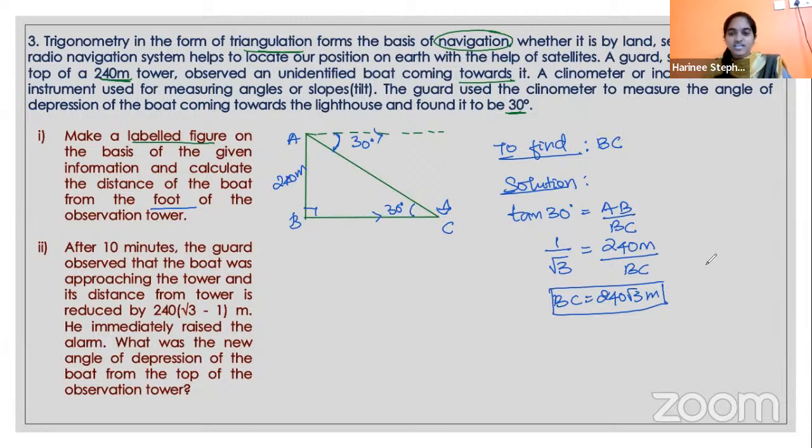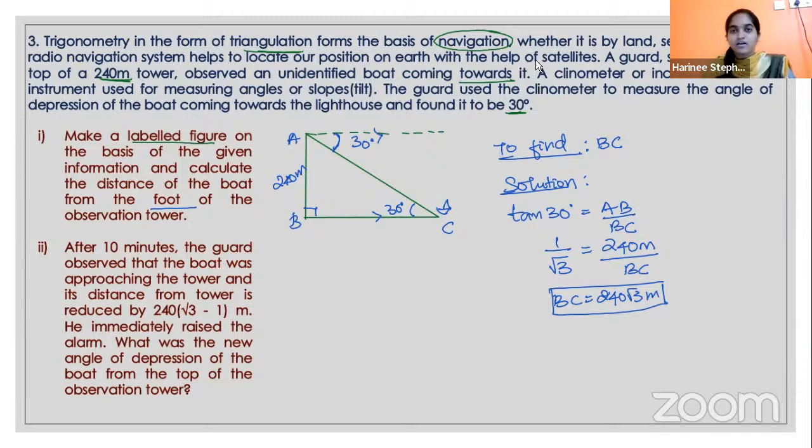The next question is actually interesting and application oriented. Let's see. After 10 minutes, the guard observed that the boat was approaching the tower and the distance from the tower is reduced by 240 into √3 minus 1 meter. He immediately raised the alarm. What was the new angle of depression of the boat from the top of the observation tower?